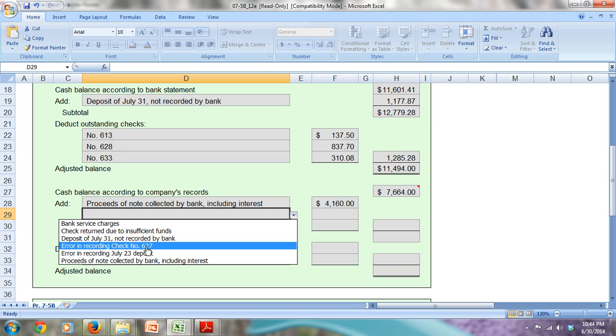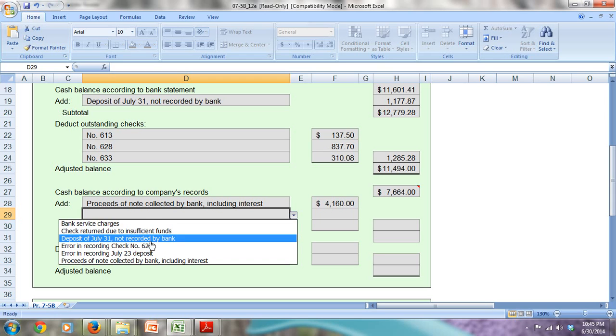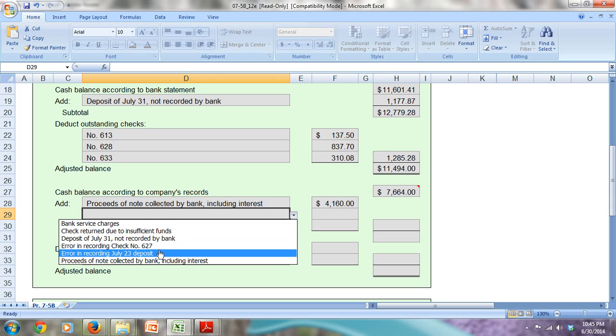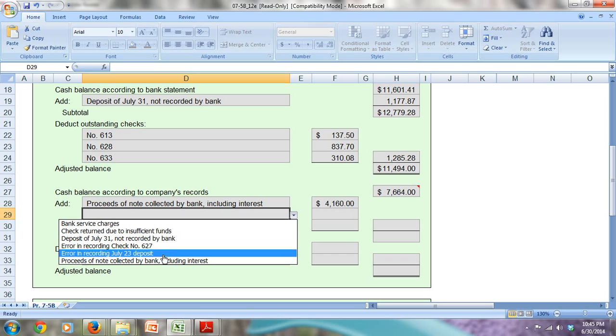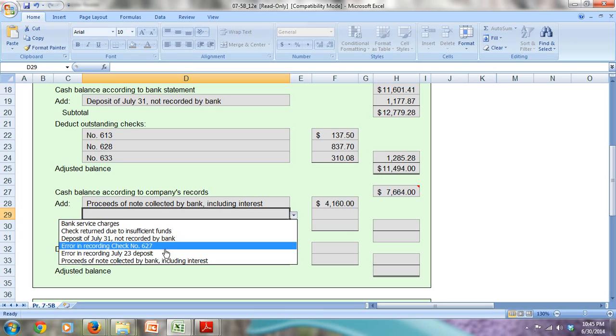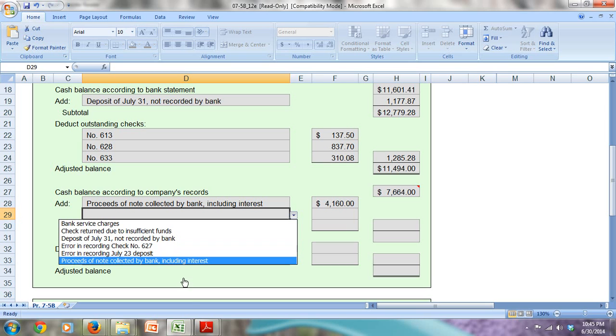Probably not going to need the bank anymore for the addition section. We will need the bank statement for the deductions. So let me show you a couple of items that are showing up on here. One says error in recording check number 627. The other one says error in recording July 23rd deposit. Let's go take a look at that. What we're going to do is see, okay, what's the amount per the check register and what's the amount per the bank statement. So we're going to go look at check number 627.